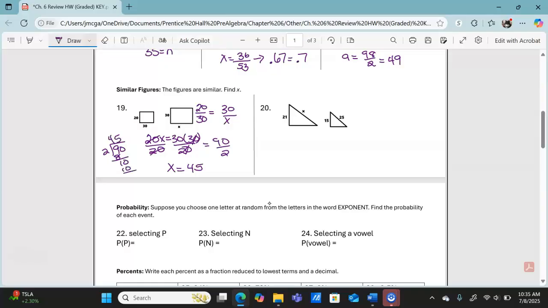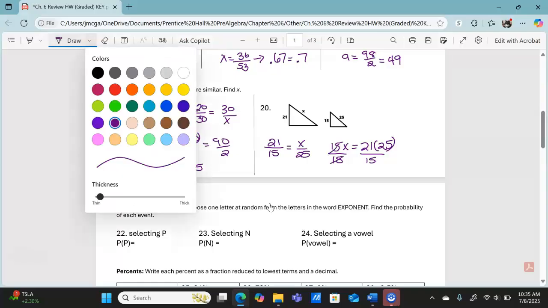There you go. The 21 and 15 are in the same position. And the X and 25 are in the same position. Again, notice the 21 and X come out of the same triangle and the 15 and 25 come out of the same triangle. Cross multiplying, I get 15 times X equals 21 times 25. I am not going to multiply yet. I'm going to divide because I see some things that I can do to reduce my fraction.